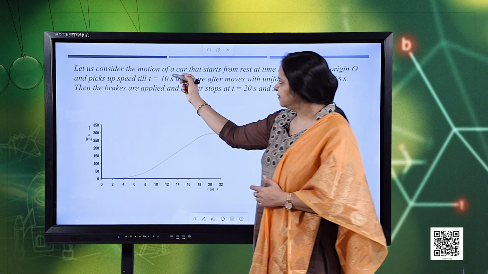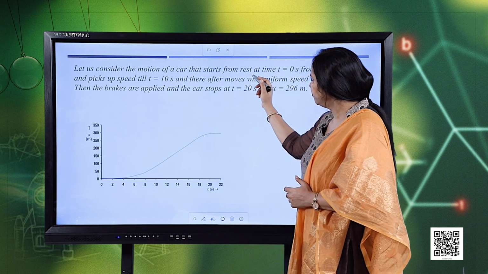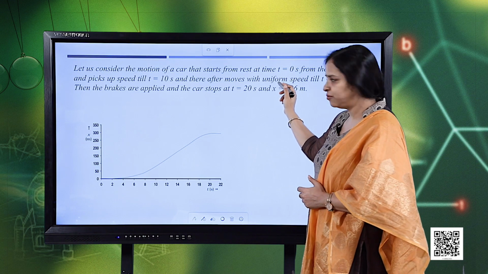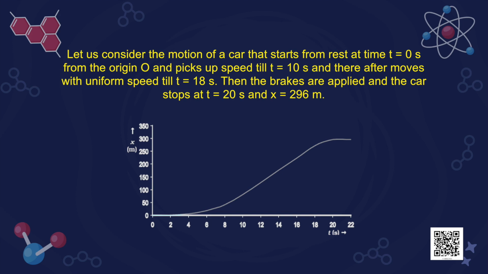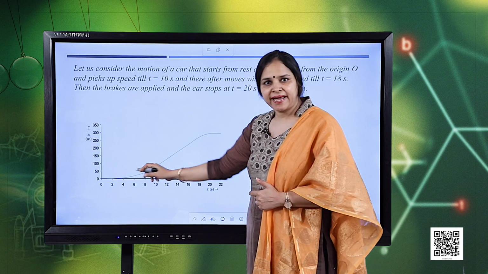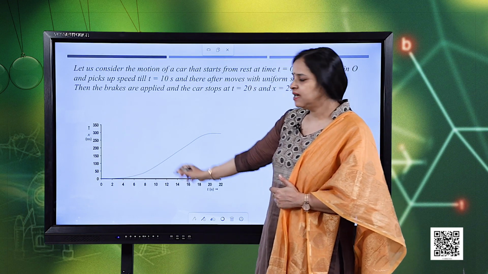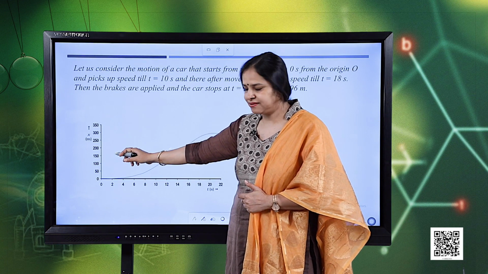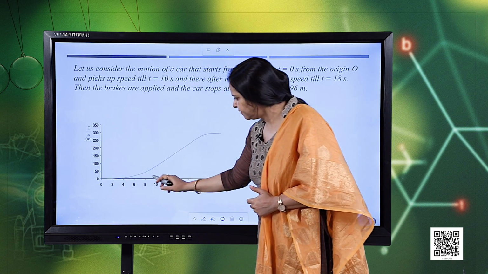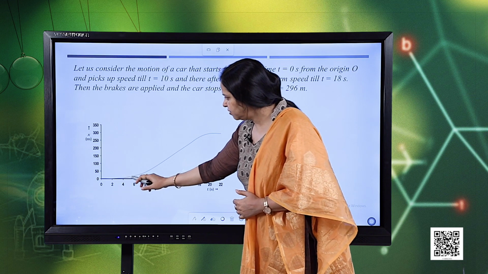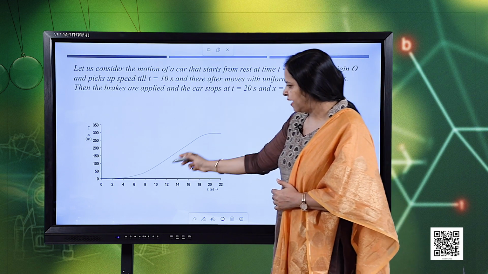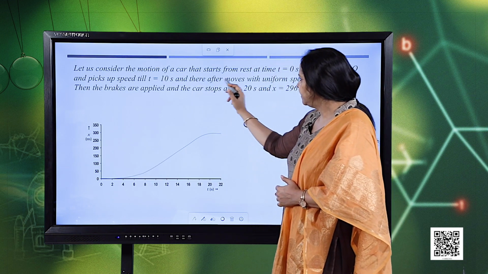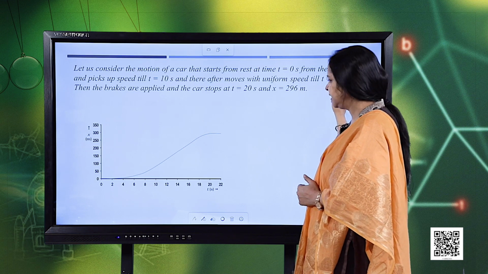Here let us consider the motion of a car that starts from rest at time t equal to 0 from the origin O and picks up speed till t equal to 10 seconds. If you look at this position-time graph, along the x axis we have time in seconds, along the y axis we have position in meters. In 0 to 10 seconds the position is changing and it picks up speed, as we can see from the curve, and thereafter moves with a uniform speed till t equal to 18 seconds.